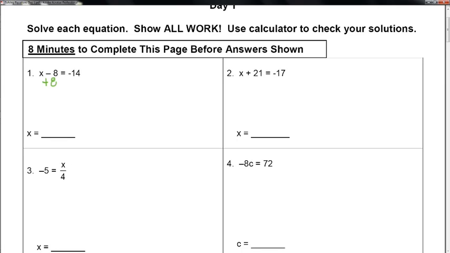Add 8 to both sides. X is equal to -6. Subtract 21 from both sides. X is equal to -38. Multiply 4 by both sides. X is equal to -20.